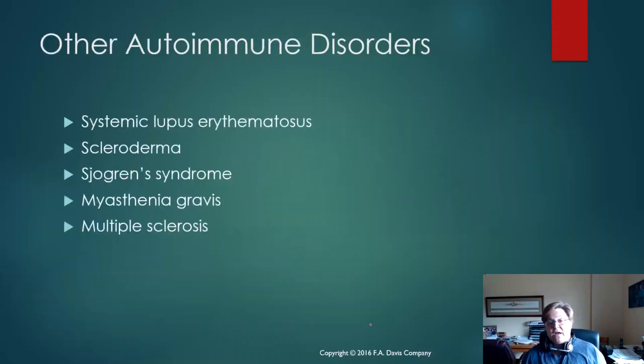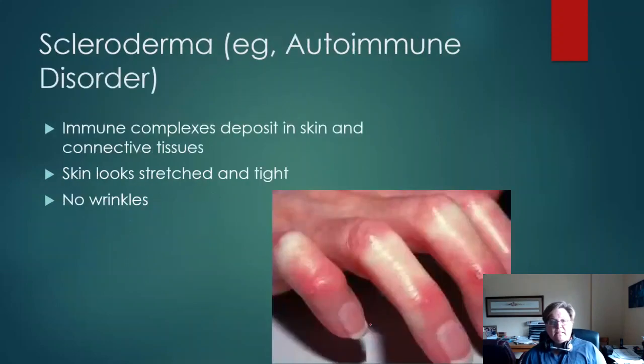There's lots of other autoimmune disorders, like I mentioned on the other slide. We'll talk about some of these as we move forward. I'm going to show you a few slides to show you just what it might look like. In scleroderma, immune complexes are deposited in the skin and connective tissues, and the skin begins to look stretched and tight without any wrinkles.